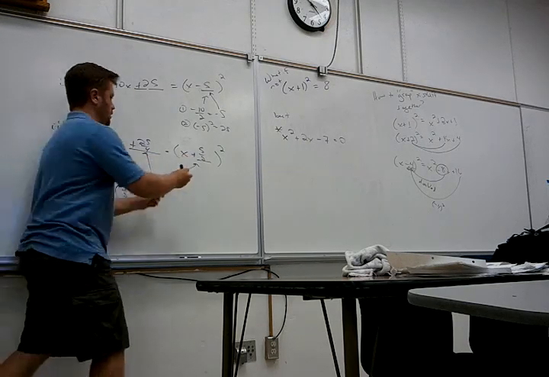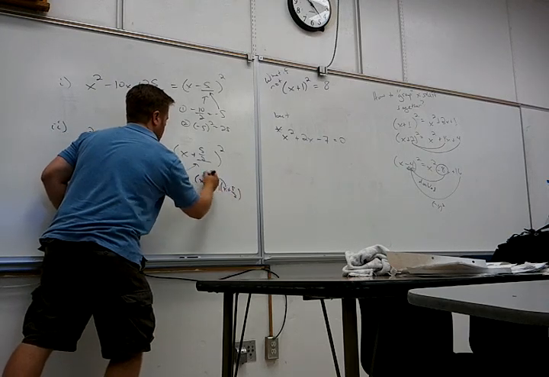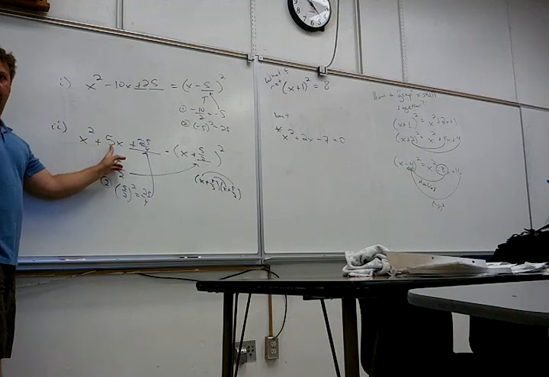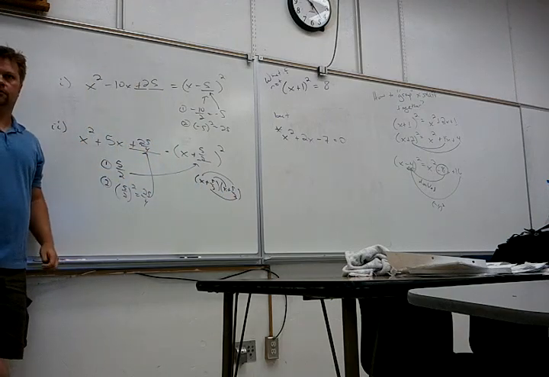When I FOIL this bad boy out, just check this. 5 halves x plus 5 halves x is a whole 5. 5 halves times 5 halves is 25 fourths.